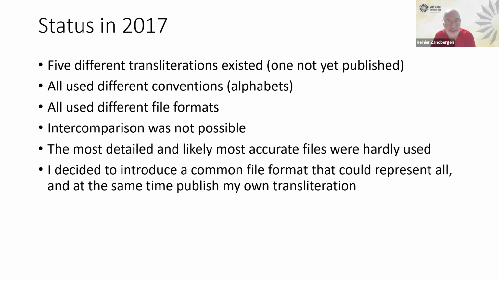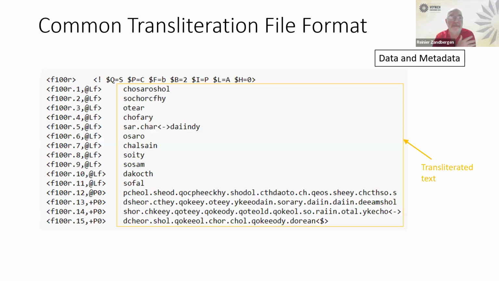So by this time, I decided it was good to introduce a common file format that could represent all, and at the same time publish my own transliteration, so to resolve these issues. Now, without going into too many details, this file format represents 2 things. First of all, it has the data. So it has a transliteration of the text, which is what we see here inside the yellow box. But it also has metadata, which is information about the text.